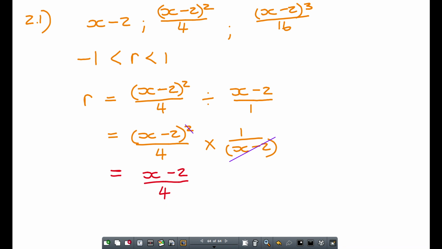You guys all good with that? Okay, now that is my r value. So now I'm going to put it into this equation. I'm going to do it on the next page. Can I continue? Okay, so I'm going to say minus 1, and then my x minus 2 over 4, and this must be smaller than 1.